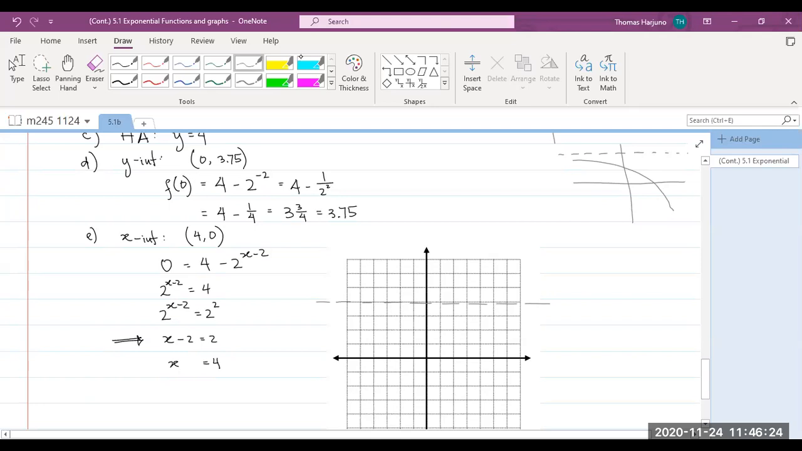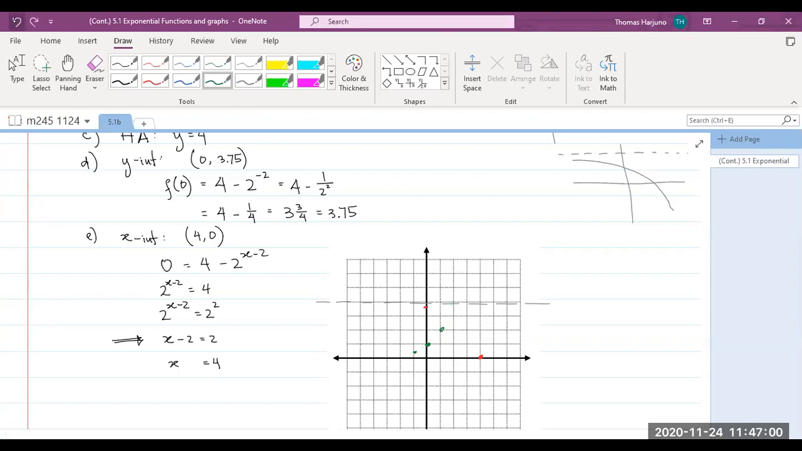Horizontal asymptote. Okay. Y-intercept 0, 3.75. So almost 4, 1/4 less than 4. Right? And then x-intercept is 4, 0. Now the thing is, this is definitely not enough for us to graph. So let's go back to these 3 important coordinates, 2 to the x. Right? Originally, that's what it looks like. Agree? Okay, that's what it looks like, right?